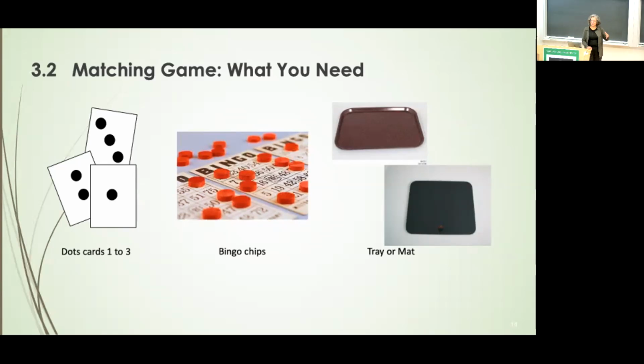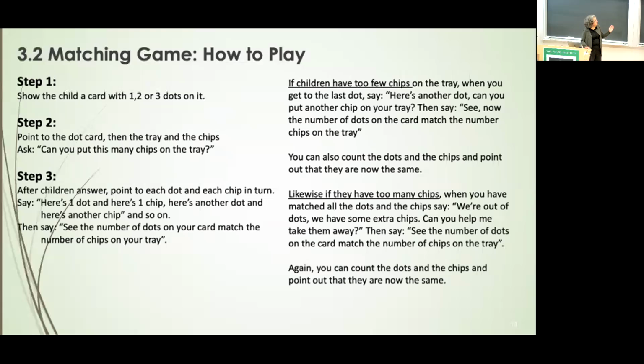You want to use things that are the same, a little bit boring, so there's no extraneous perceptual information that's going to pull children's attention away from what we really want them to focus on. And then you need some trays. You could use a small whiteboard, a paper plate, or any substitute for these trays. And then we give teachers instructions on the steps required to implement this activity.